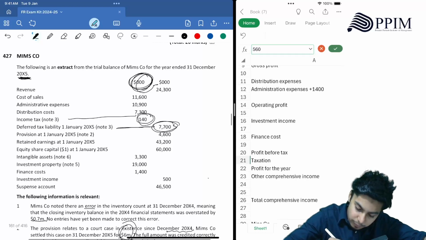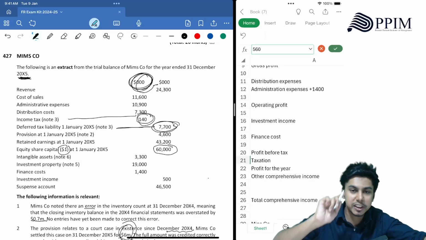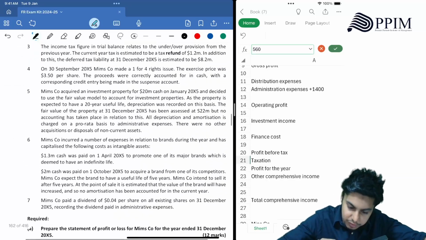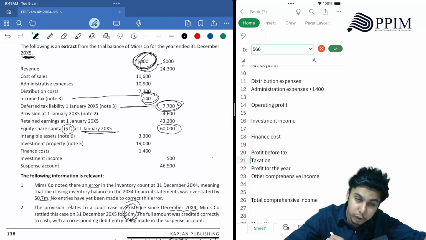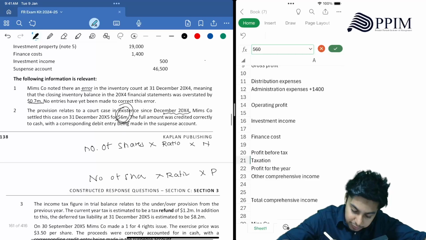Right, guys, look at this. Equity share is $1. We have $60,000. One share is $1 means how many shares we have? 60,000. First mark it, guys. And also, guys, you have to be careful. Make sure this is the opening balance. You have to always make sure it's the opening balance. So if it's opening balance, now, guys, start marking on here. Number of shares 60,000. Done.